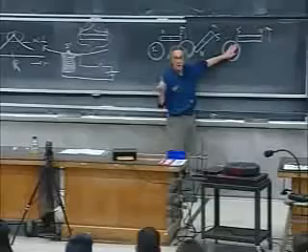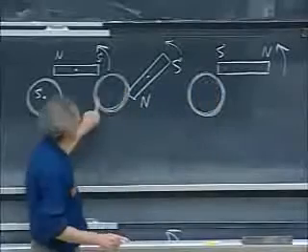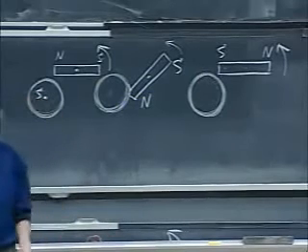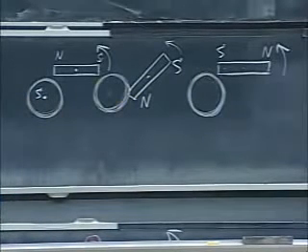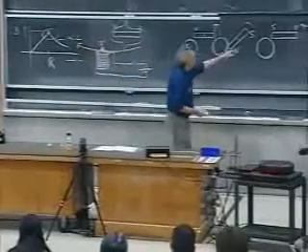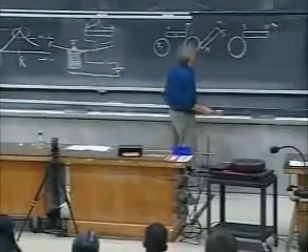Because remember, the current can only go in one direction. You can only make this a south pole. It could have been designed in such a way that the current could go in both directions. They would have made it more expensive. It's just a matter of economy. So, nothing will happen here.